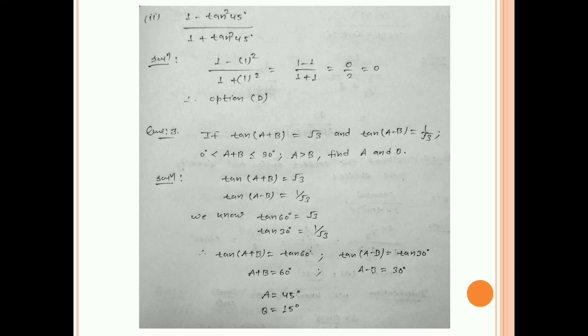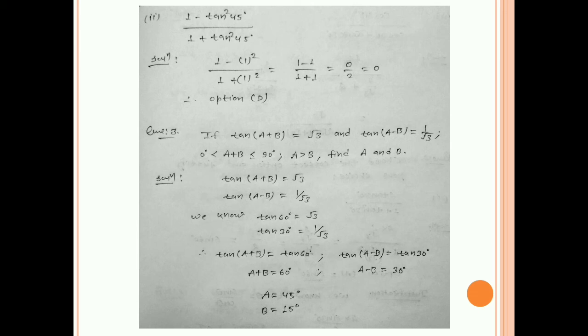Let's see second part. In this it is asked 1 minus tan square 45 degree upon 1 plus tan square 45. From the table we know tan 45 is 1. So 1 minus 1 square upon 1 plus 1 square, 1 minus 1 upon 1 plus 1, we will get 0 in the numerator and 2 in denominator. So that will be equals to 0, which is given in option D. Rest of the part of question 2 you can easily solve by using table.